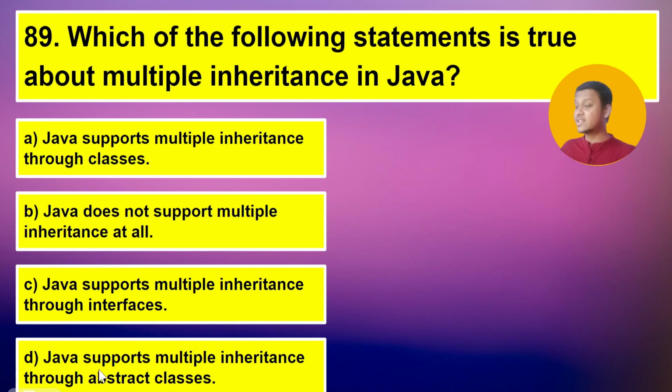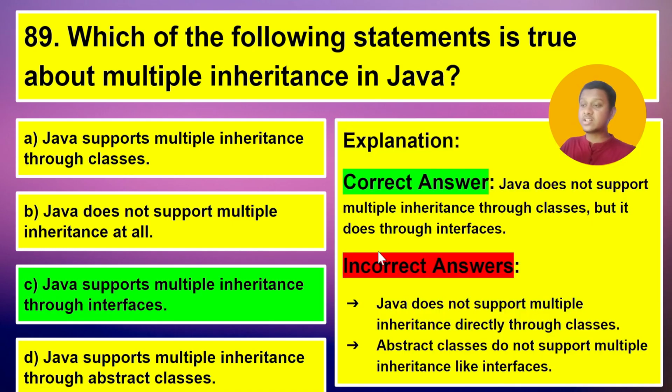So here the correct answer is option C because Java does not support multiple inheritance through classes but it does through interfaces. Other options are incorrect because Java does not support multiple inheritance directly through classes and abstract classes do not support multiple inheritance like interfaces.